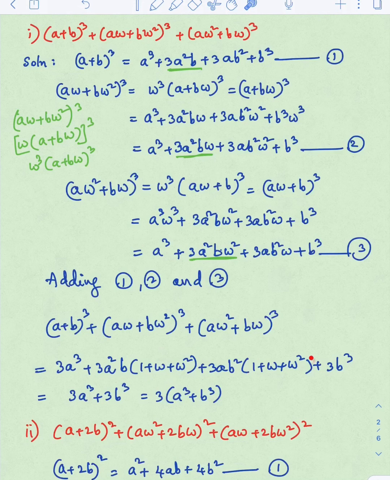Now what is the value of 1 plus omega plus omega square? 0. 0 into anything is 0. That's why this is 0. You can see this in the next step: 0 plus 0 is 0. 3a cube plus 3b cube. Here 3 is common. You get this one. This is the value of this given first bit.